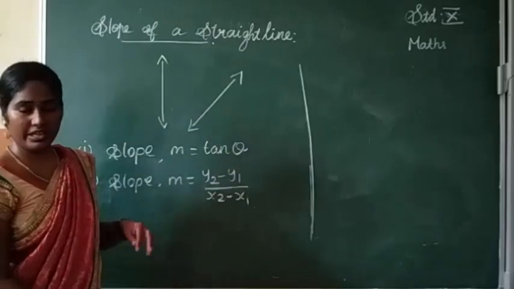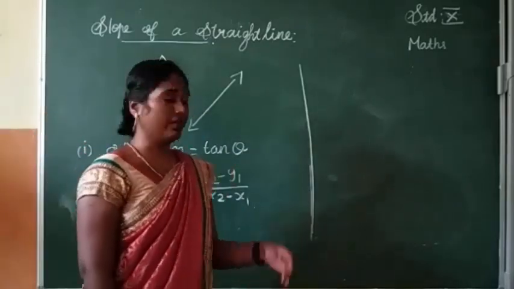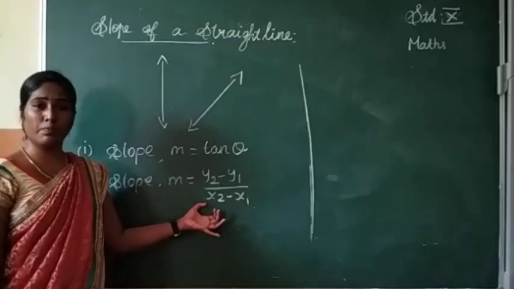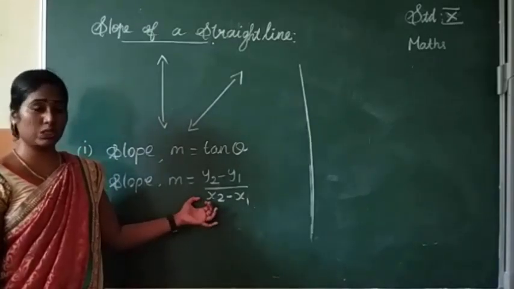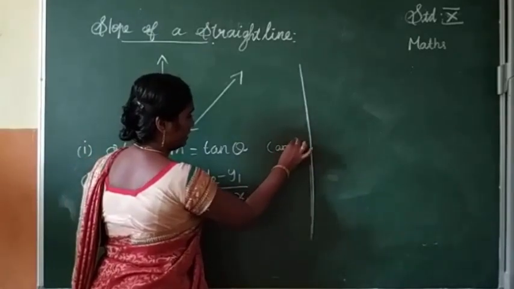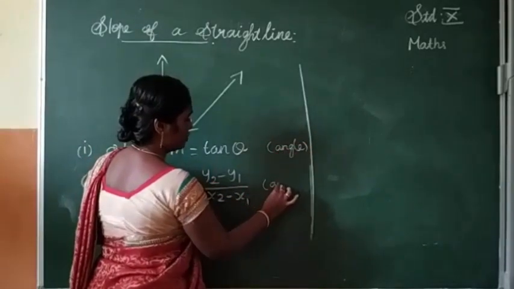If they are given any angle value and told to find the slope, you can use the first formula. Suppose they are given any 2 points and told to find the slope, you can use the second formula. So this formula is for angle. This is for any 2 points.